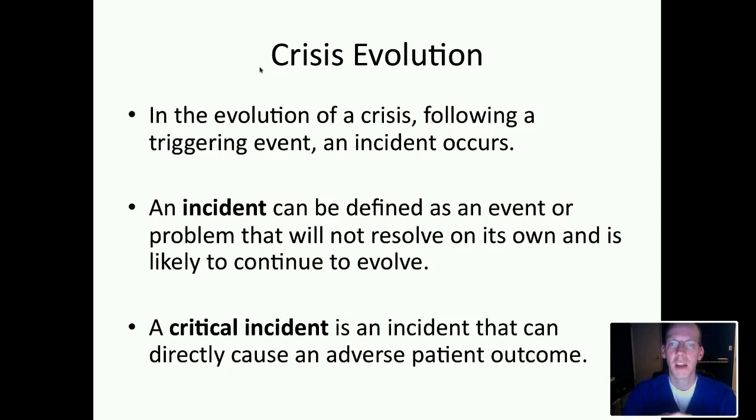This may not be possible, but if it is possible, it's best to intervene prior to this incident progressing to what we may call a critical incident. And this is where the incident may cause direct adverse outcome to the patient. So critical incident is kind of the worst. That's where the patient will receive an injury or be harmed. So we want to intervene in the incident phase, definitely before it gets to a critical incident, but those take good crisis management principles, which we'll go over.